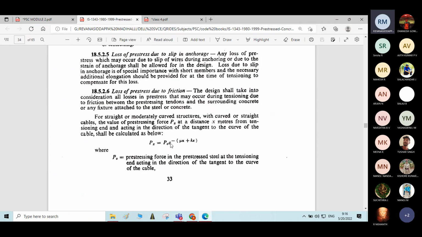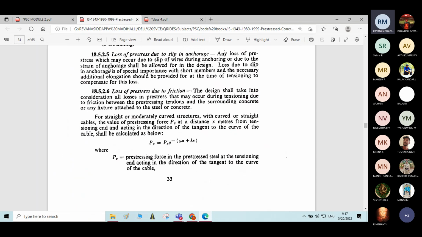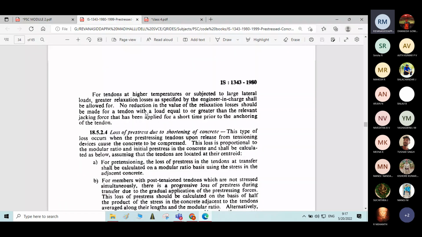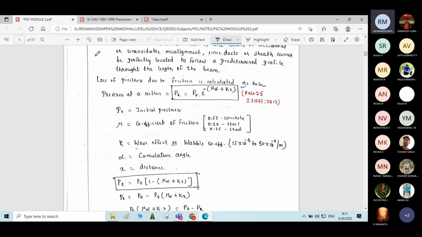Please change the number I have written wrongly. Actually, it's not wrong. I have referred to the IS 1343 2012 version. There, on page number 25, the formula is available. But your syllabus has the IS 1343 1980 version. In this code book, at page number 33, this formula is available: Px is equal to P naught into e power minus mu alpha plus Kx. We will utilize this equation to solve the problem.